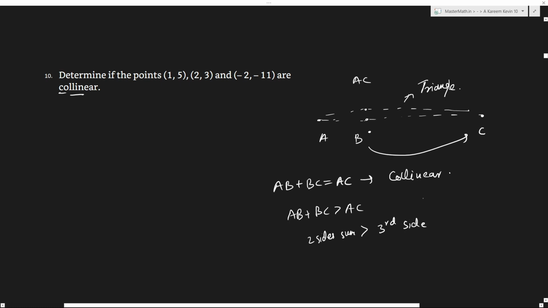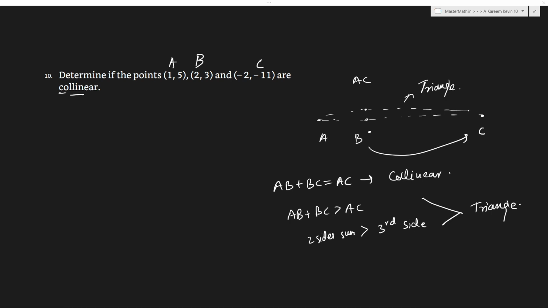That means it is going to be a triangle. So just give it a try and tell me the answer for the distance AB, BC. Sir, in this case, should we find the distance like A and B, then B and C, and then A and C? Right. Okay, sir.